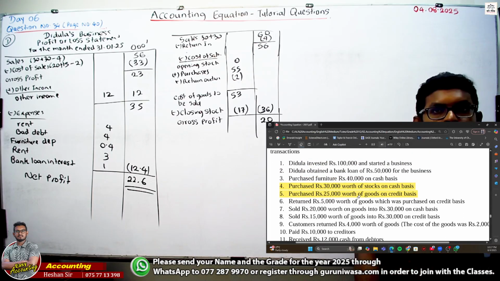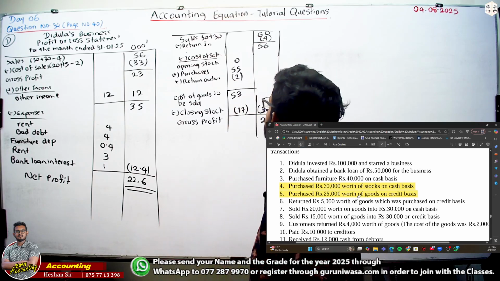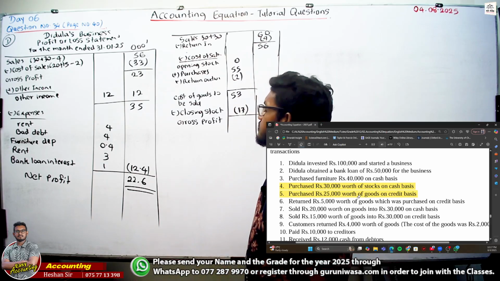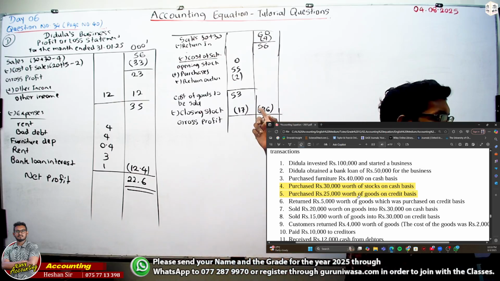Then return outwards are there. Then no loading and unload. Closing stock is 617. Easy.